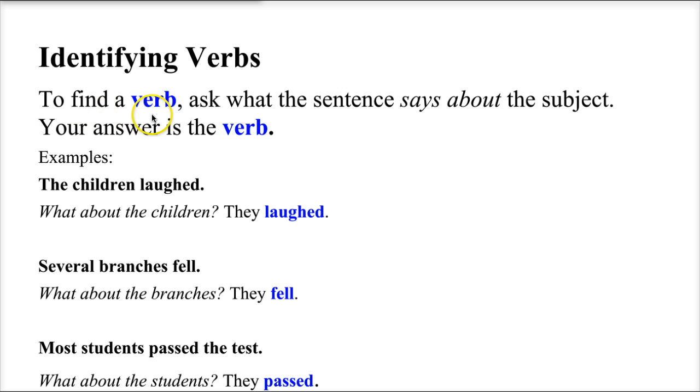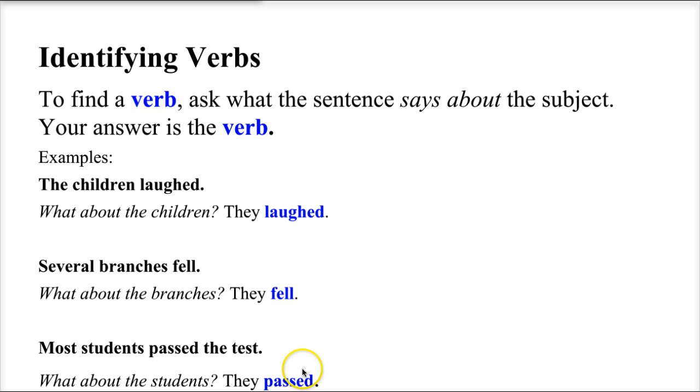To find a verb, you need to ask what the sentence says about the subject. And your answer to that question will be the verb. So if we look at this first example here, the children laughed. Well, what about the children? They laughed, and you'll see the answer in blue there. Several branches fell. What about the branches? They fell. And most students passed the test. Well, what about the students?